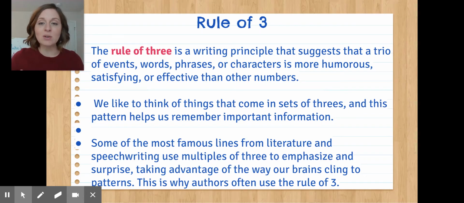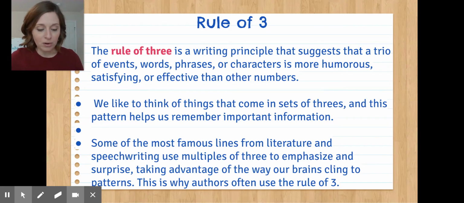The rule of three is a writing principle that suggests that a trio of events, words, phrases, or characters is more humorous, more satisfying, or more effective than other numbers. We like to think of things that come in sets of threes, and this pattern helps us remember important information. So for example, if you read a list of three items, your brain's more likely to remember that and be satisfied by that than a list of seven items or a list of nine items, for example. So our brains often think in sets of three.